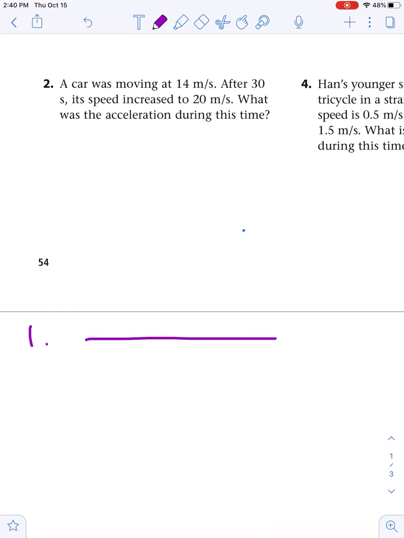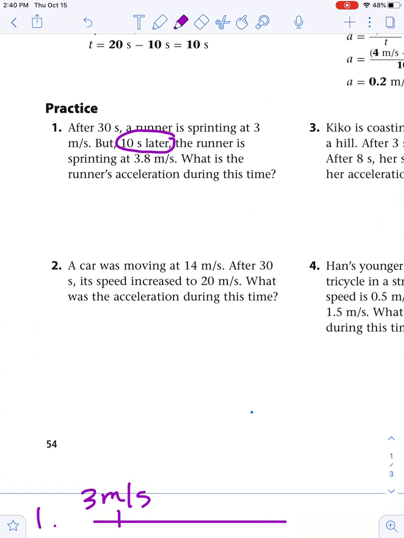So I've got my line here that I'm going to be plotting. So I have speed on the top and I'm going to have time on the bottom. Alrighty, so I know from my story problem that at 30 seconds, my runner was going at 3 meters per second. Okay, so I can verify that at 30 seconds, my runner was at 3 meters per second.